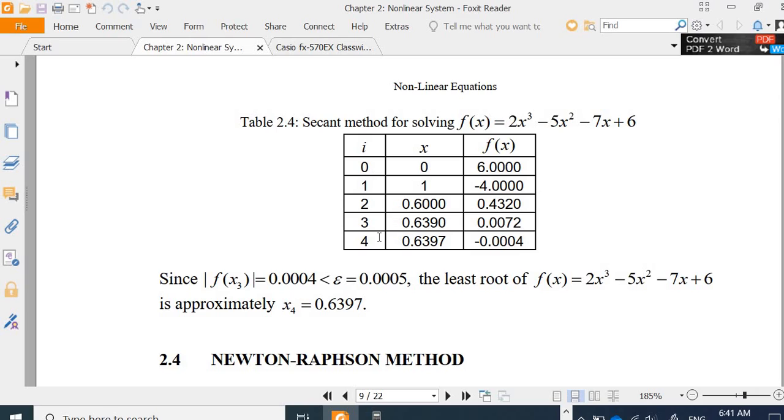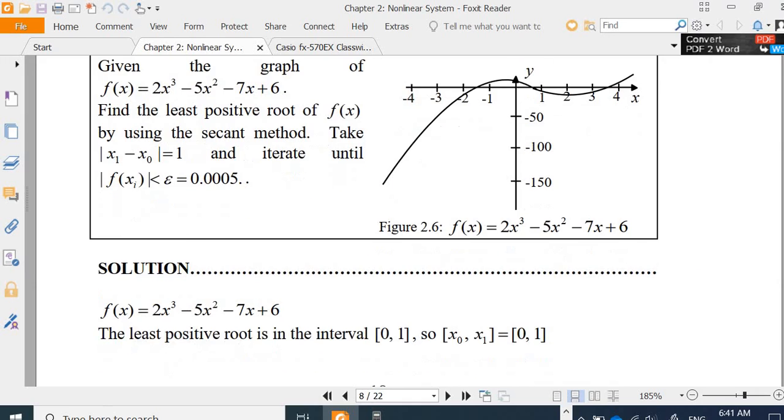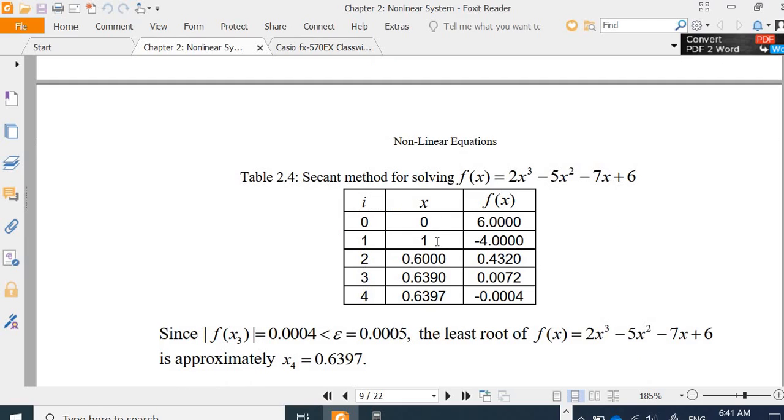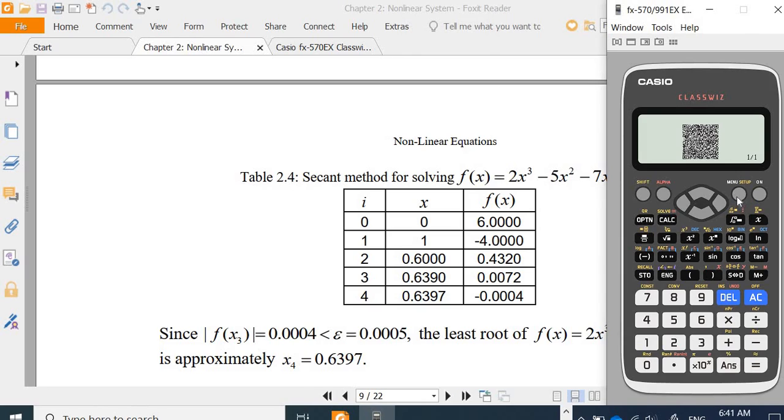Okay, iteration variable. So you have x0 is 0, x1 is 1, because the least positive root is located in the interval 0 to 1. And in this secant method, you need two values, x0 and x1. Then you can use a scientific calculator. You may input this in your calculator or use a spreadsheet. What's the difference there?